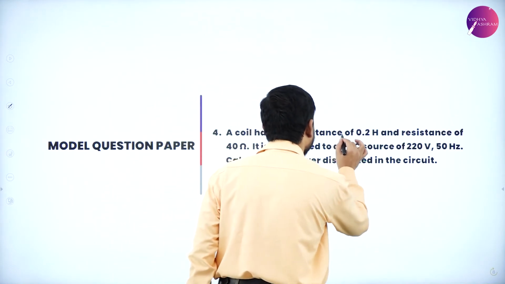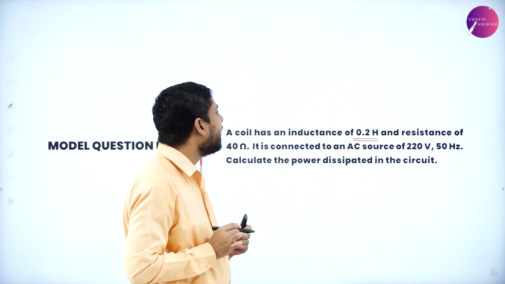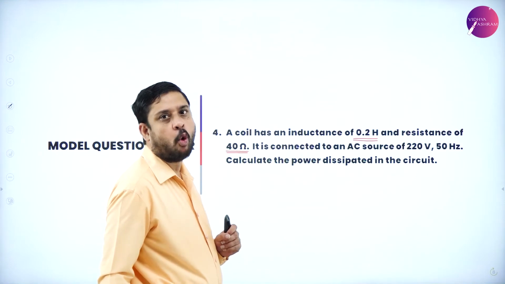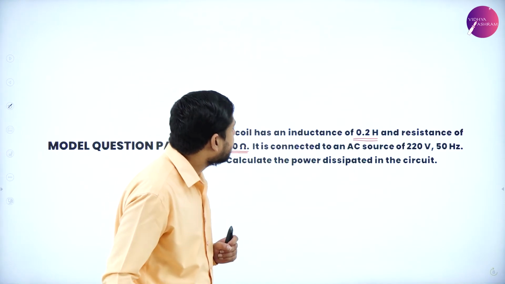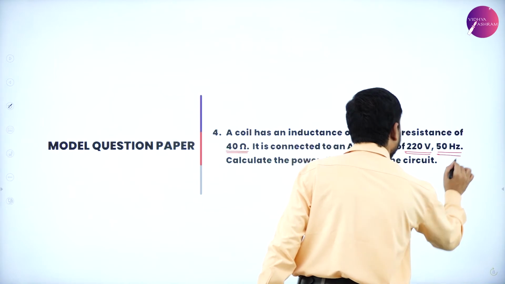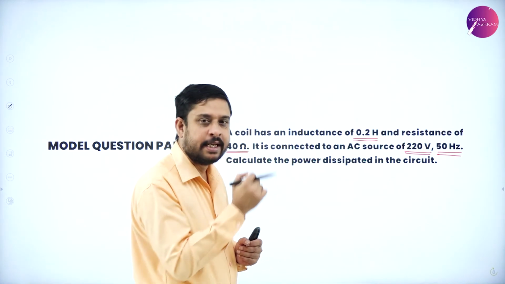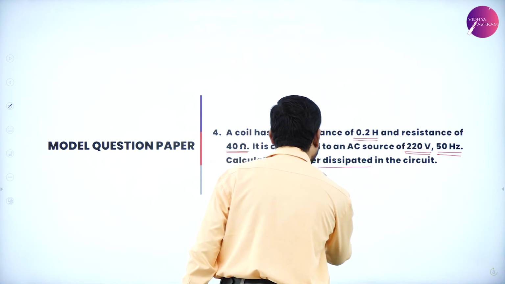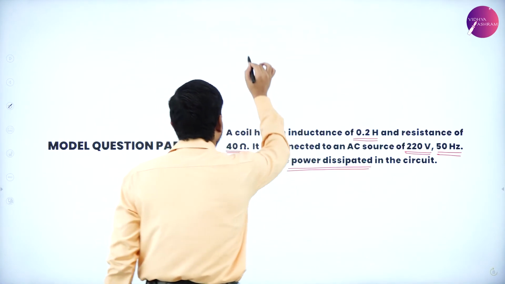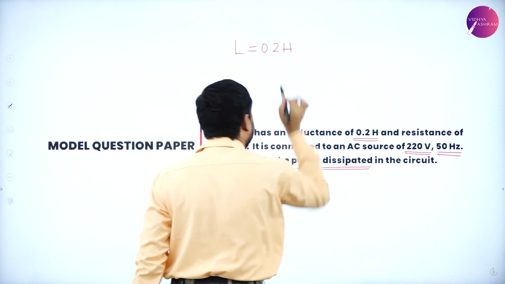A coil has an inductance of 0.2 henries and resistance of 40 ohms. It is connected to an AC source of 220 volt, 50 hertz. I have to calculate the power dissipated in this circuit. So inductance is given, which is 0.2 henry.